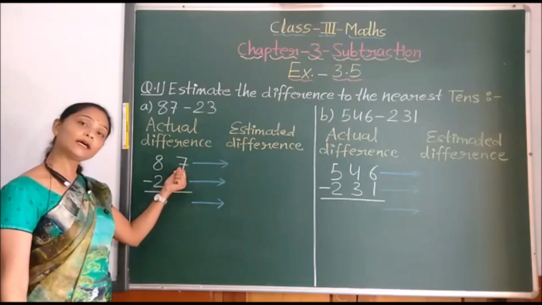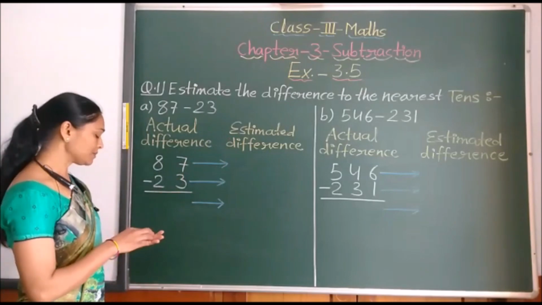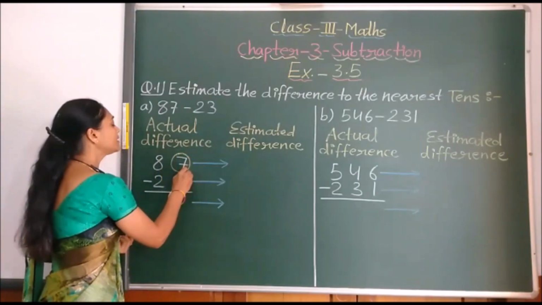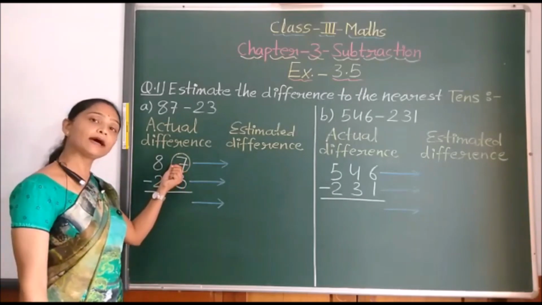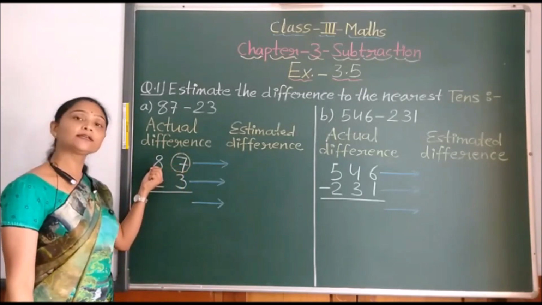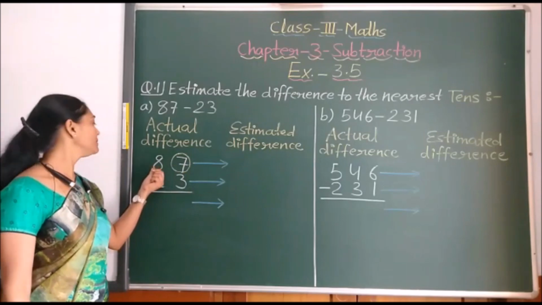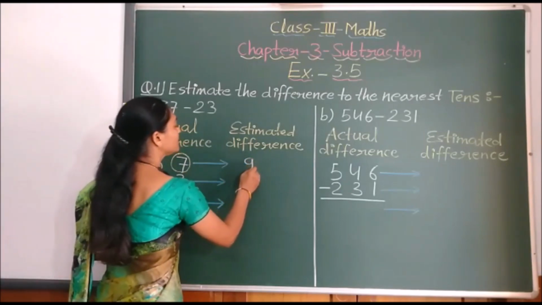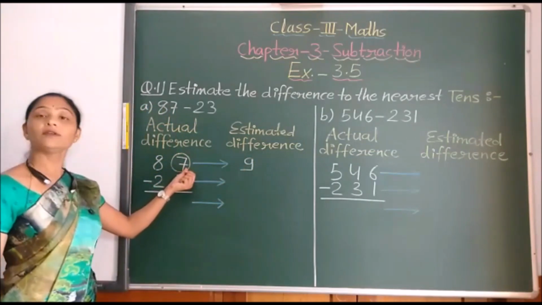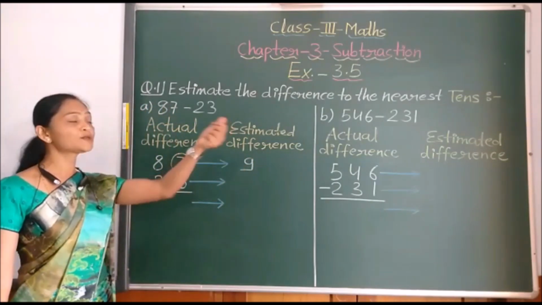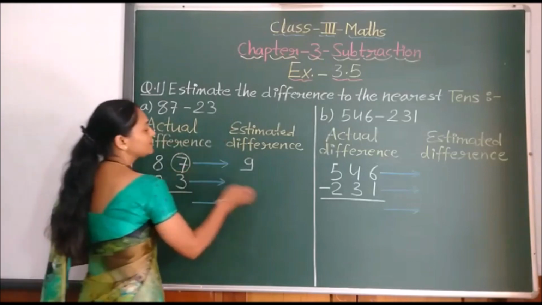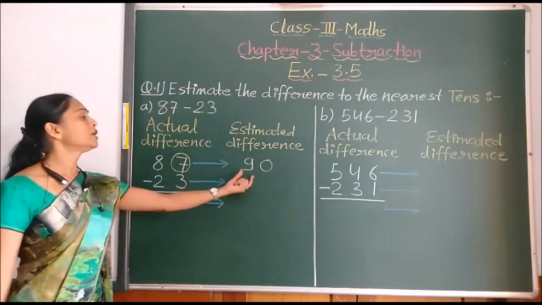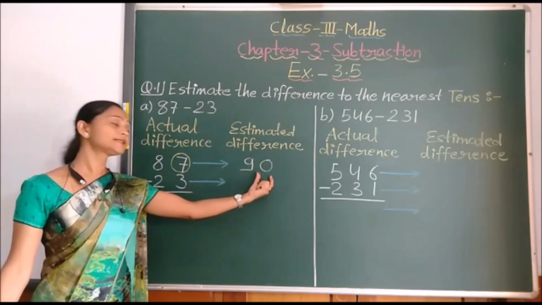We have to see the ones place digit. So this ones place digit is 7. When it is 7, which is greater than 5, this tens place digit will be increased by 1. This 8 will become 9. So here we have to write 9, and this 7 will be replaced by 0 because we want to write in tens. So here we have to write 0. Now this is the rounded number to the nearest tens.